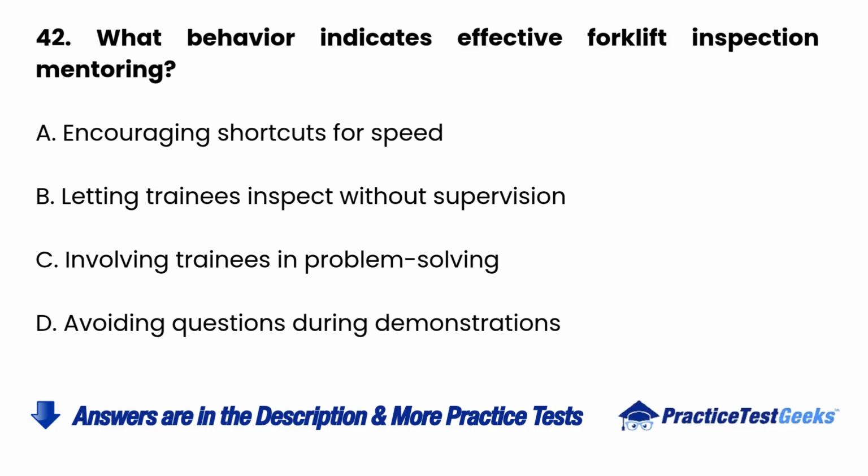42. What behavior indicates effective forklift inspection mentoring? A. Encouraging shortcuts for speed. B. Letting trainees inspect without supervision. C. Involving trainees in problem solving. D. Avoiding questions during demonstrations.